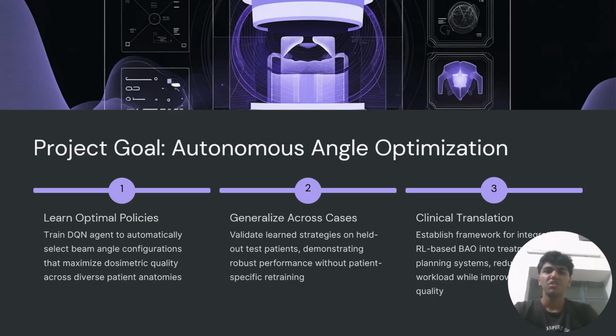Finally, the long-term vision is clinical translation. That means providing a framework that can be integrated into treatment planning systems. If successful, this approach can reduce planner workload, eliminate manual variability, and support adaptive radiotherapy, where plans are optimized daily or even intrafraction, something that is nearly impossible with fully manual workflows. Overall, the goal is to move toward intelligent, data-driven radiotherapy planning systems that support clinicians and elevate treatment quality, consistency, and efficiency.